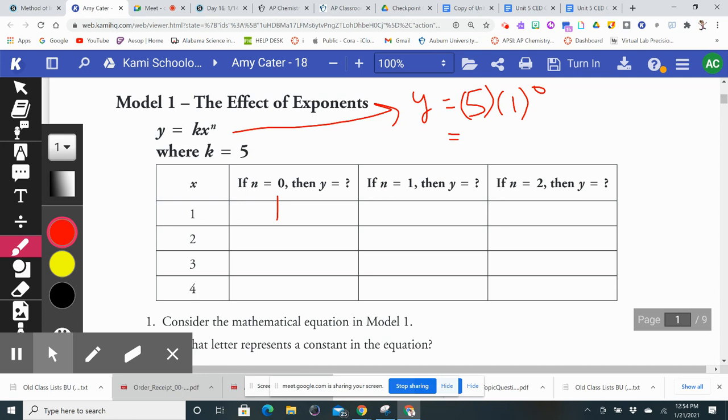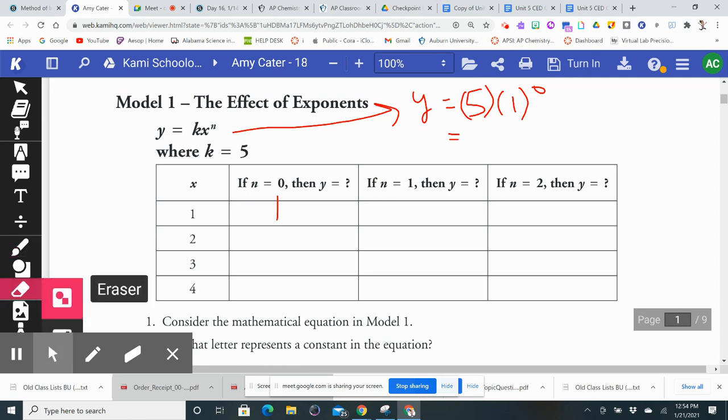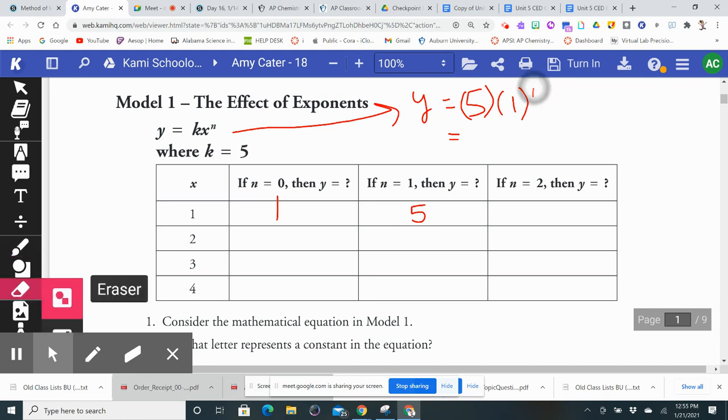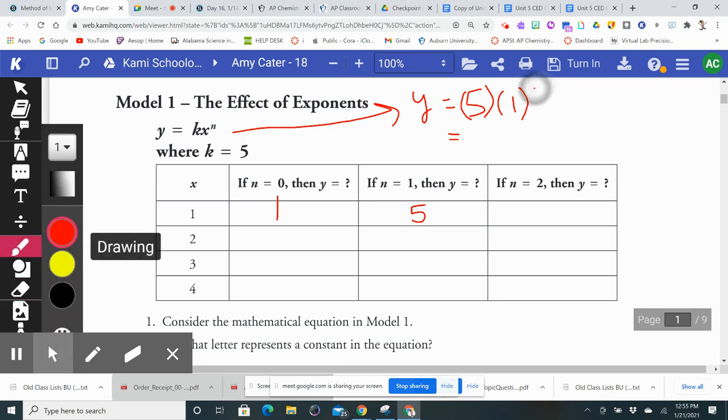All right. Staying on that same row. What if we change the 0 to a 1? What happens when I change the 0 to a 1? What is it going to be equal to? 5. 5 times 1 is 5. Anything raised to the 1 power is that thing. Okay? So 5 raised to the 1 power is 5. All right? Now, what if I raise it to the 2nd power?